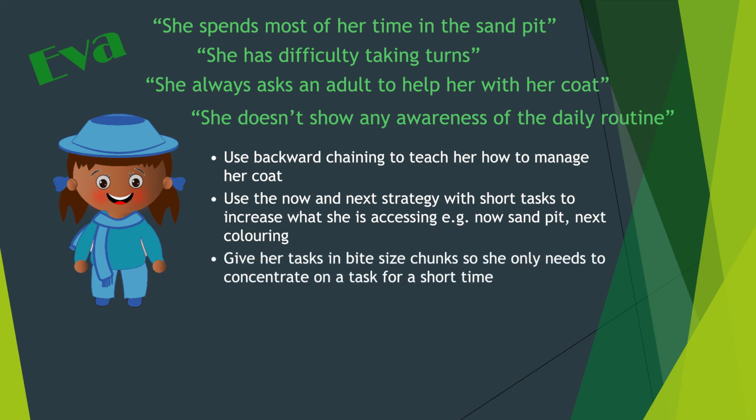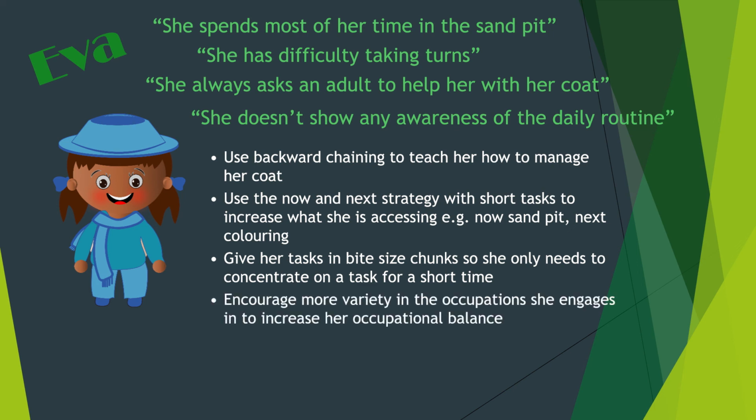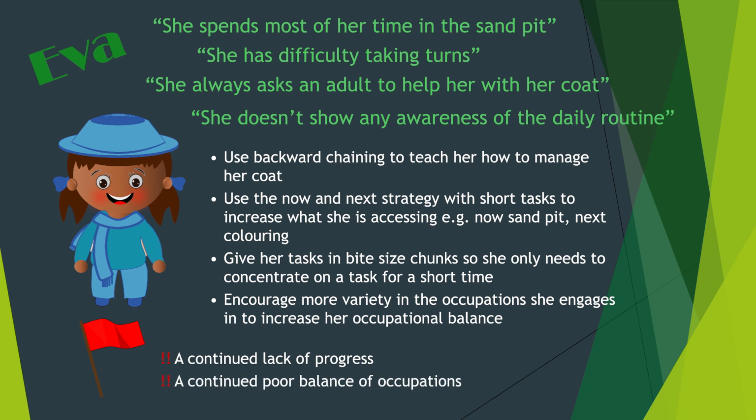Give her tasks in bite-sized chunks so she only needs to concentrate on a task for a short time. Encourage more variety in the occupations she's engaging in to increase her occupational balance. The red flags in Eva's case are a continued lack of progress, a continued poor balance of occupations.